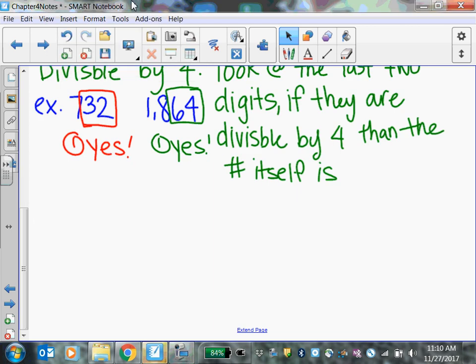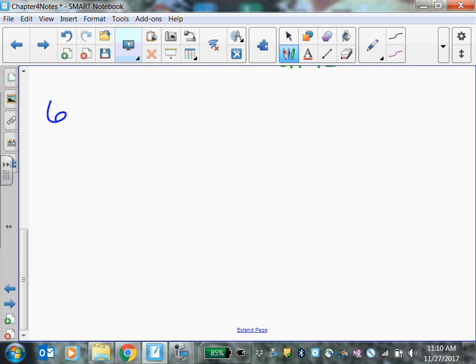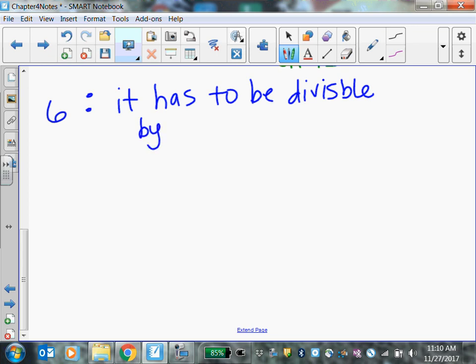This is super easy. For 6, you're just going to apply 2 rules. It's super simple. So, to be divisible by 6, everybody ready for this? To be divisible by 6, it has to be divisible by 2. So it has to pass the 2 rule.